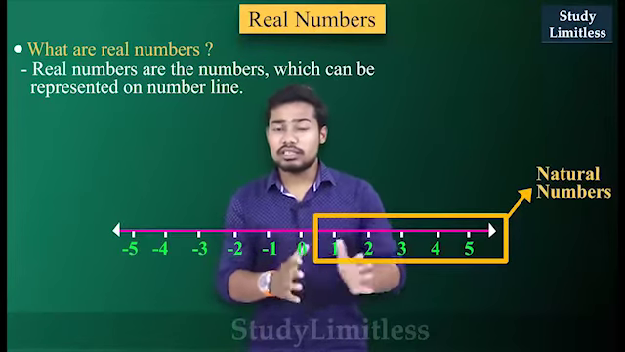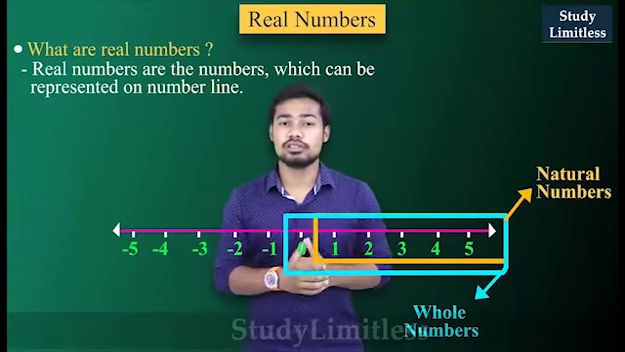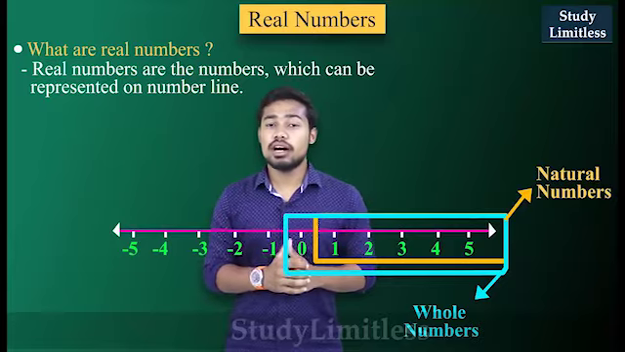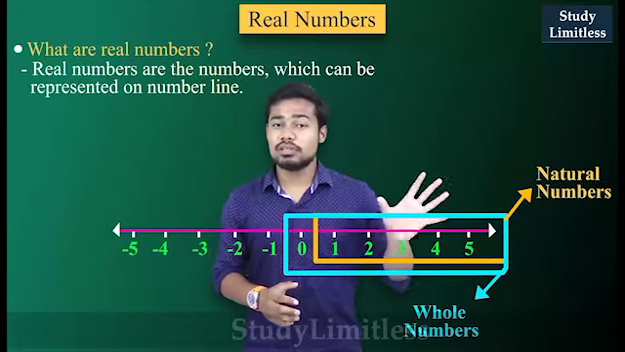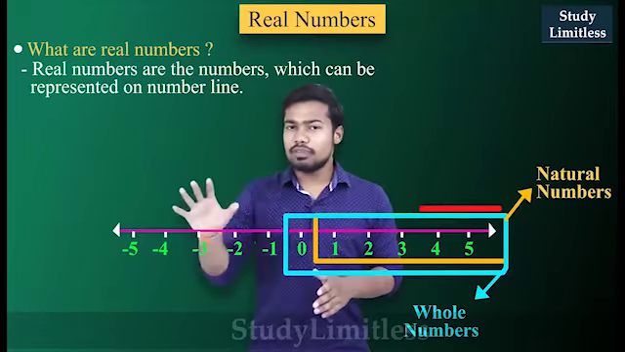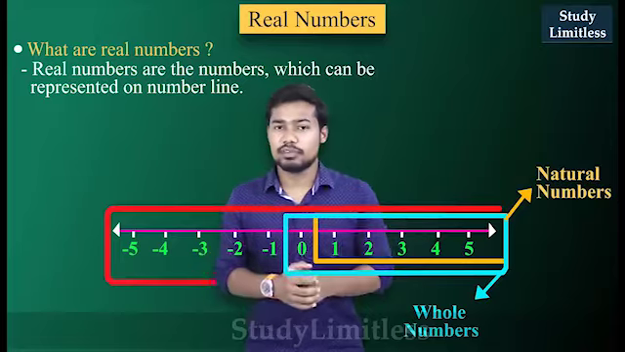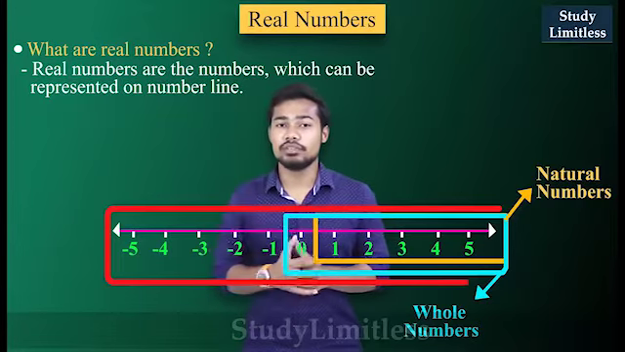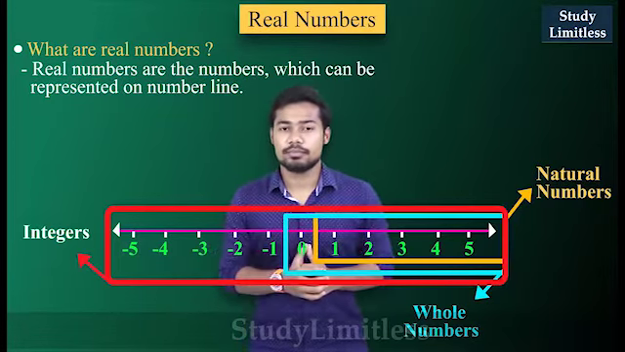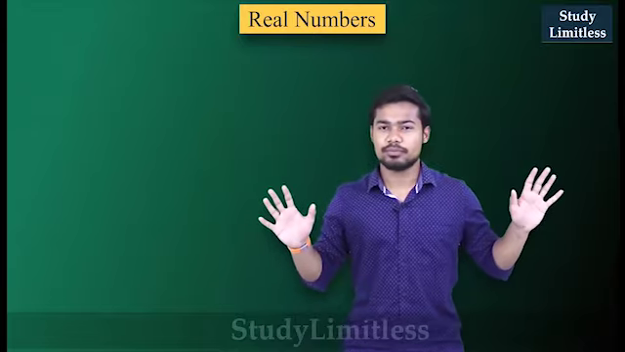Now, when I include this 0 in the set of natural numbers, this will give me the whole numbers. That means whole numbers are the set of numbers with natural numbers plus 0 added into them. Now, when I take the negative numbers and the positive numbers as well as 0, that means whole numbers plus negative numbers, I would get integers. Now, let us move on to define rational numbers and irrational numbers.